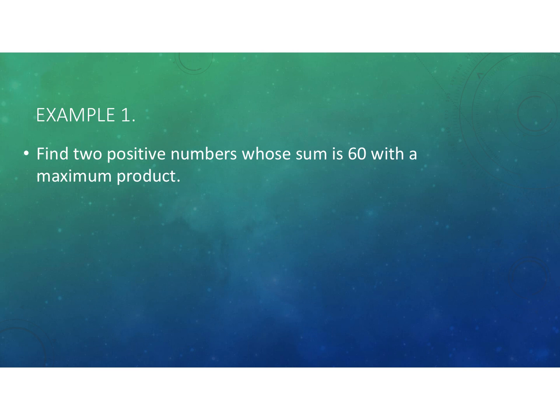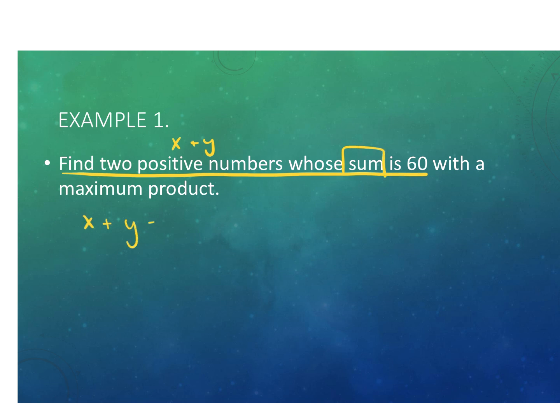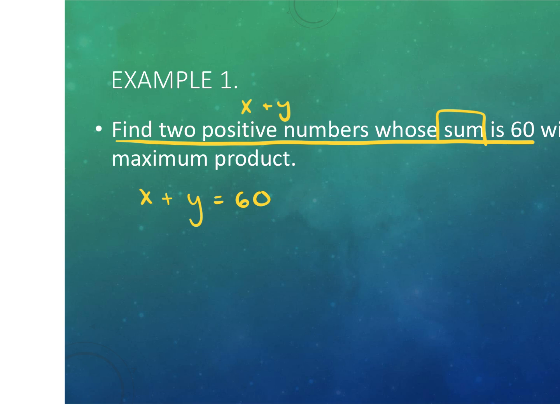Yay! So in example 1, we want to find two positive numbers whose sum is 60 with a maximum product. So we've got two things going on here. First thing we want to do is look at the first sentence. We want to find two positive numbers whose sum is 60. So I'm going to call my positive numbers just x and y. Sum means that I'm going to add them together, so we can say x plus y equals 60. Now this doesn't change. This equation we're going to call our constraint.